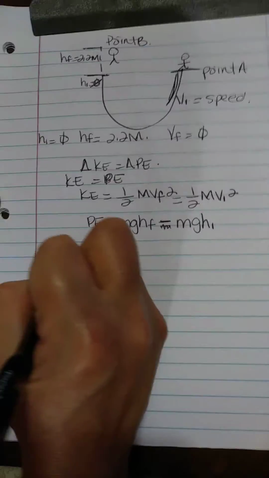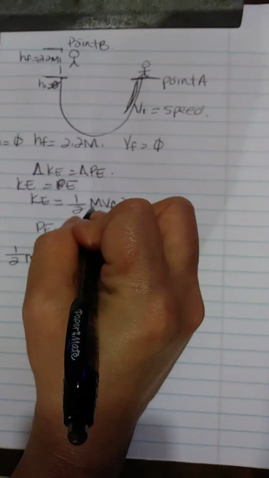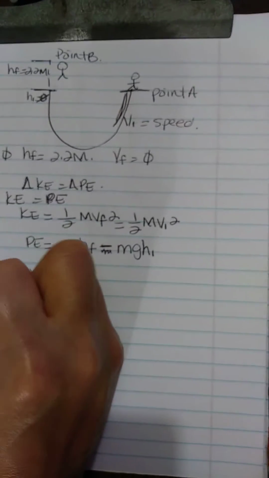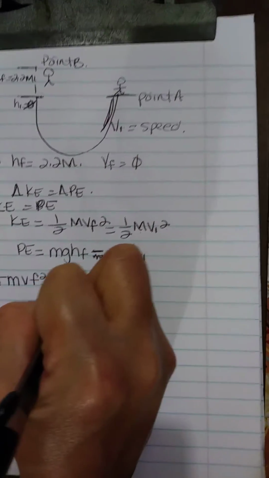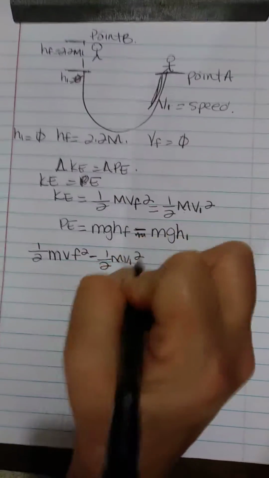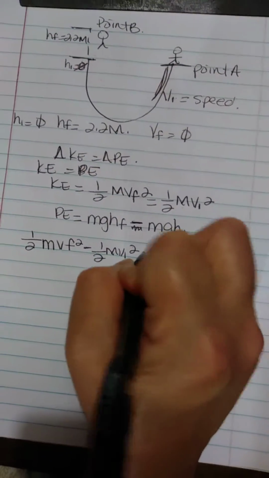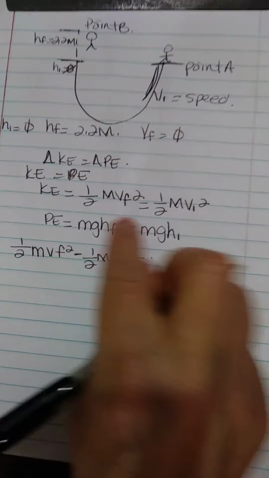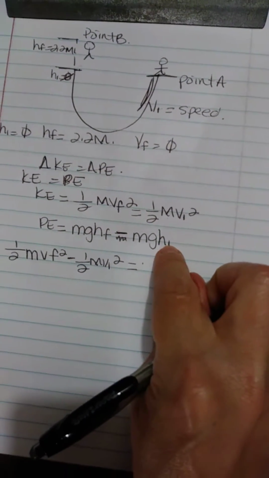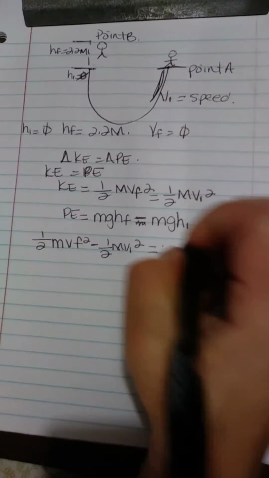So to put the two equations together, we're going to do 1/2 the kinetic energy first, which is the final, minus 1/2 of the initial. We're going to equal the final, and then minus the initial.